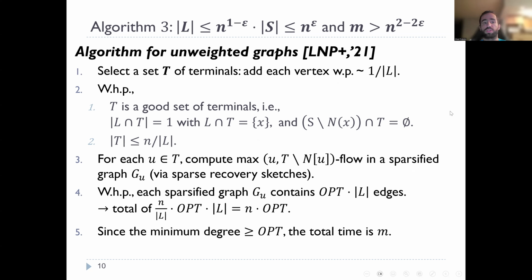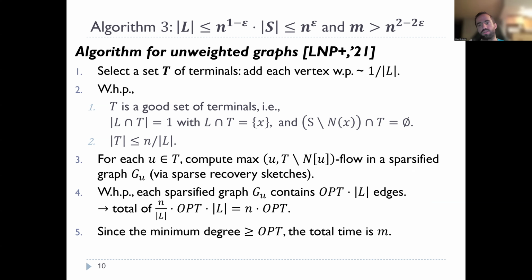Now, the third algorithm, which is the most involved one, focuses on the case where the graph might be dense. So as you can see, m is bigger than n to the 2 minus 2 epsilon. And also, we're left with the case where L is smaller than n to the 1 minus epsilon times S, which is smaller than n to the epsilon. So L is also quite small. There aren't many vertices there. Now let me recap the algorithm for unweighted graphs from LNP 21.